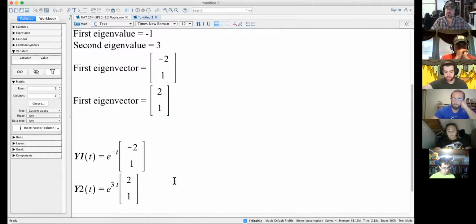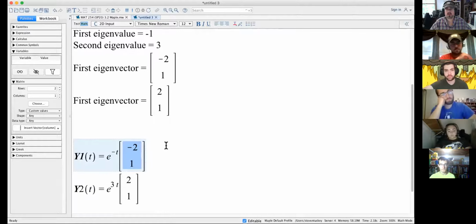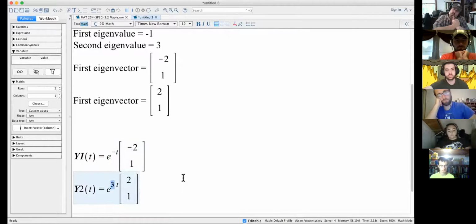And again, you look at that and you think, what's that telling me? That's telling me we have exponential decay headed towards the origin along the line that is go to the left 2 and up 1. That line that goes through the origin, you're going to see it decay towards the origin because it's a negative eigenvalue. This one's a positive eigenvalue, which means it's going to be going away from the origin along the line that is go right 2, up 1.